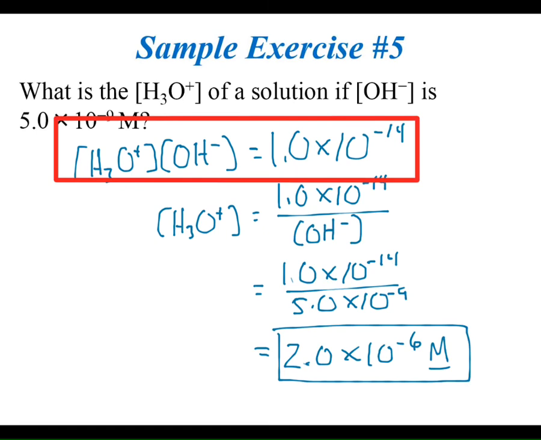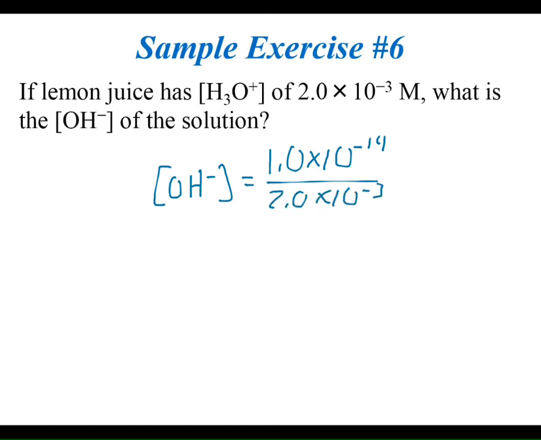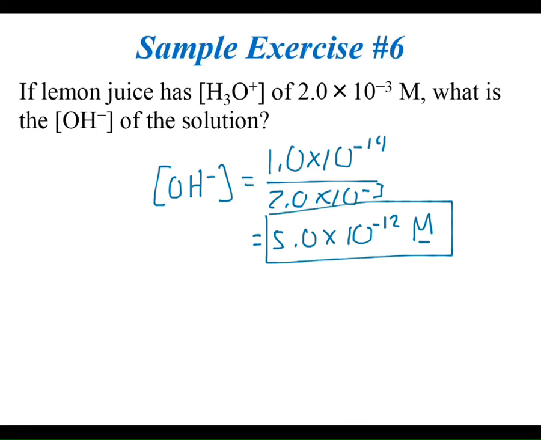Okay, a couple minutes here. Let's try one more. How about this one? Lemon juice, if the hydronium is 2.0 times 10 to the negative 3rd molar, what's the hydroxide concentration? So try it out. See what you get. Okay, that sounds reasonable. Let's do it real quick. So that means the hydroxide concentration must be 1.0 times 10 to the negative 14th divided by the hydronium, so 2.0 times 10 to the negative 3rd. So 5.0, 2 sig figs, times 10 to the negative 12 molar, because again it's a concentration.